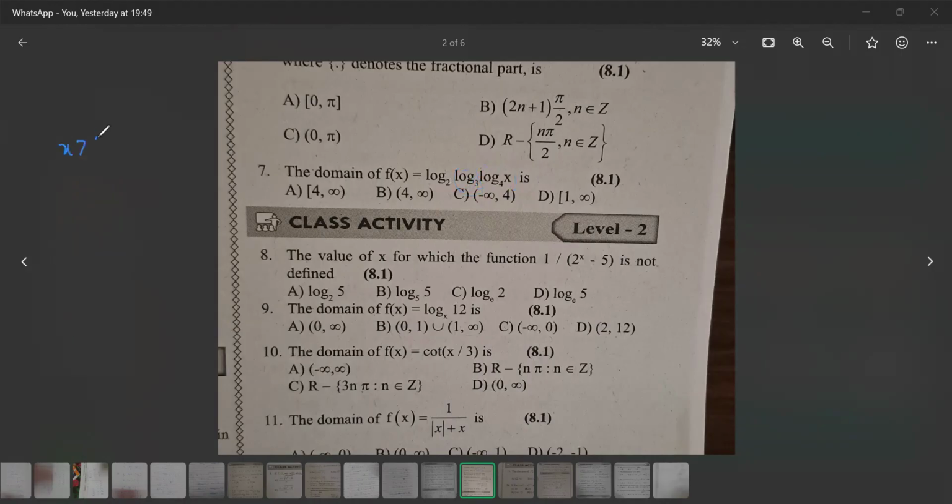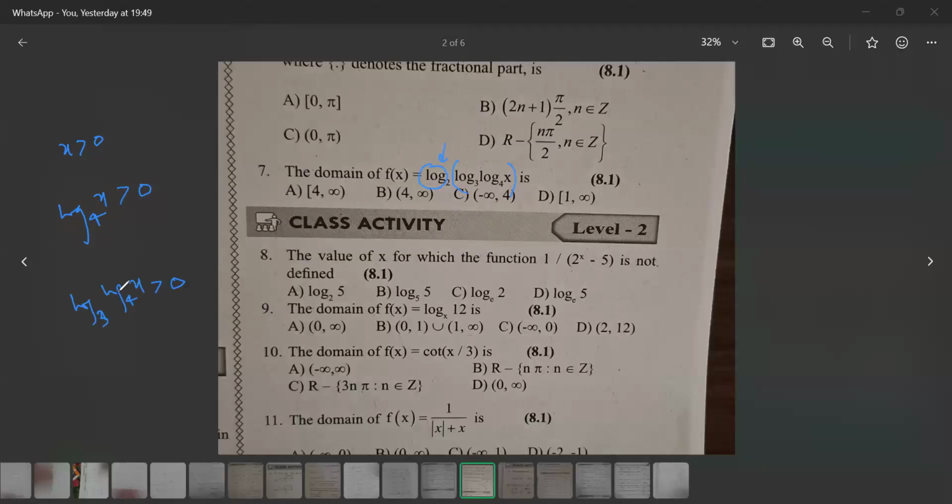So first, x should be greater than 0. Second thing, log of x with base 4 should also be greater than 0. Again, for this log with base 3, the argument of this log, that is log of x with base 4, should also be greater than 0. So you have to solve these three inequalities.